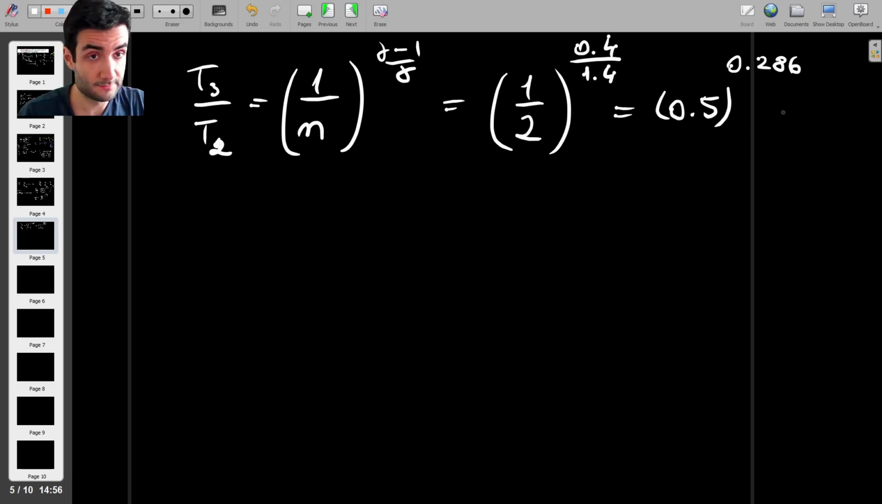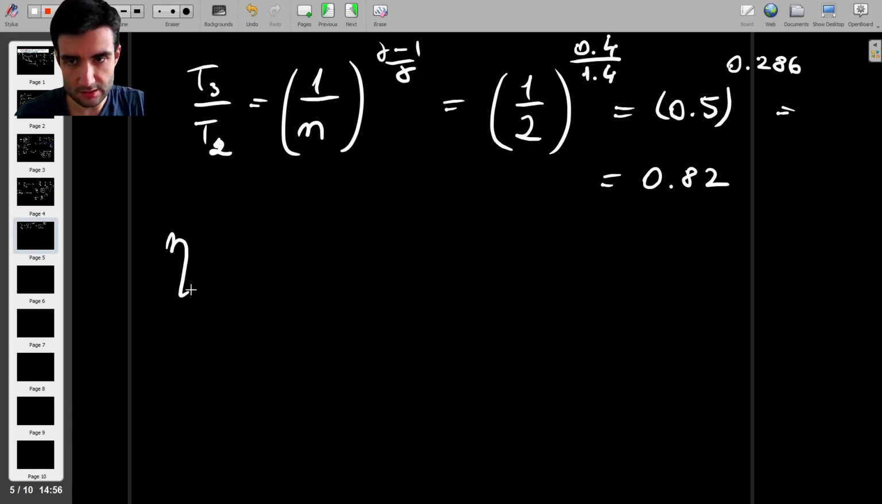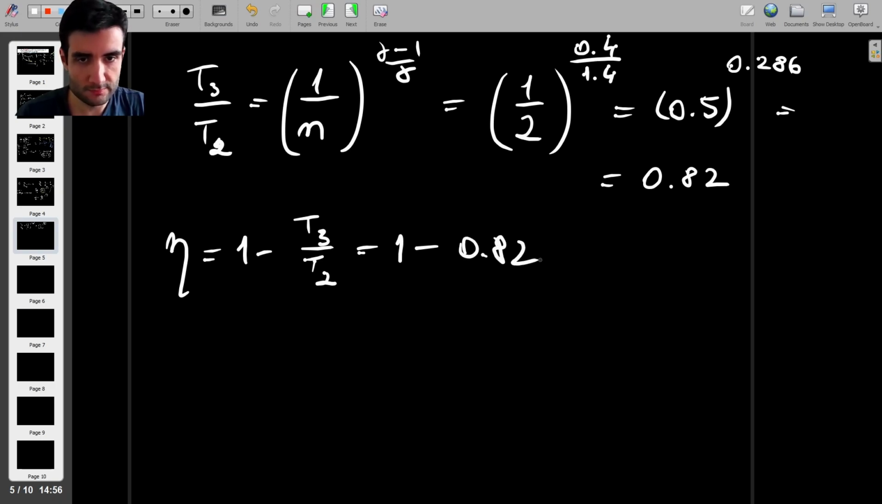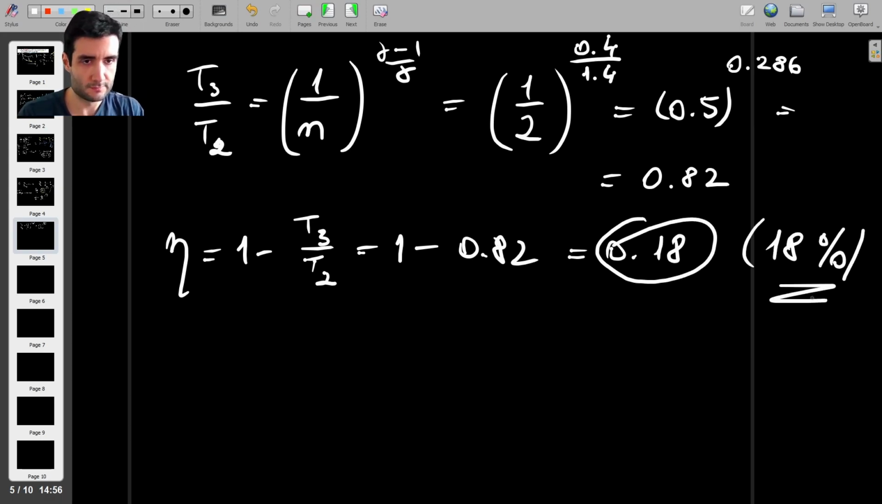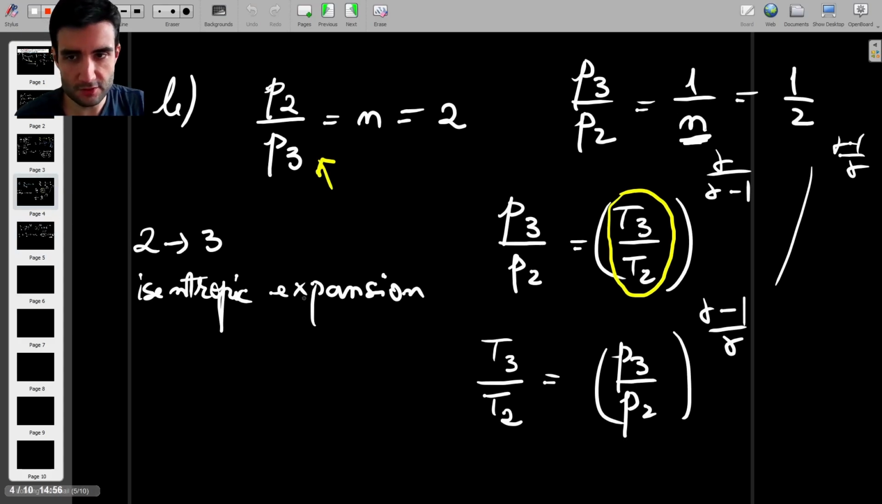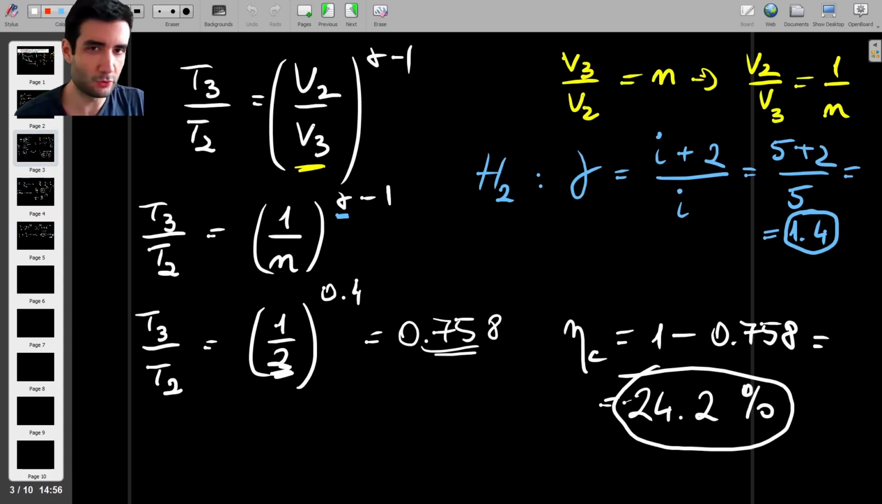0.286 roughly. So let's see what this is approximately. So to the power 0.286, that is about 0.82. So the efficiency, which is 1 minus T3 over T2, is going to be 1 minus 0.82, which is 0.18, or about 18%. So compare that to the efficiency from part A, which was about 24%.